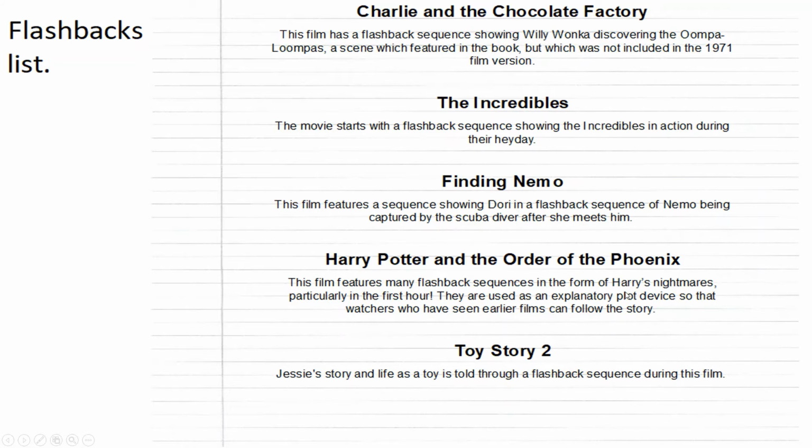Harry Potter does it in The Order of the Phoenix, so Harry's nightmares are a flashback. And then in Toy Story 2, if you haven't seen it for a while, it's great, you should watch it. Jesse's story and life is told to us through sequences of flashbacks. So that's what a flashback is.